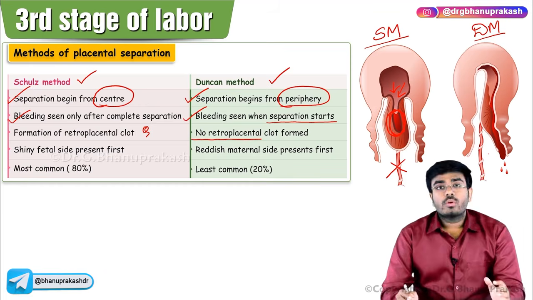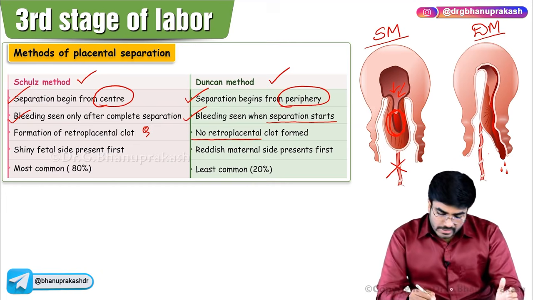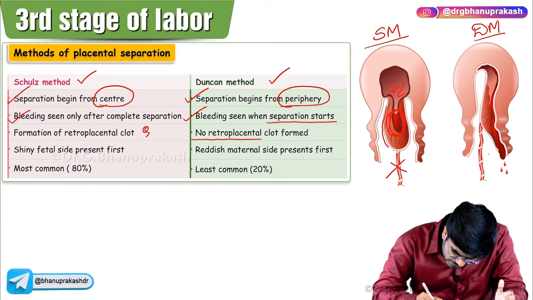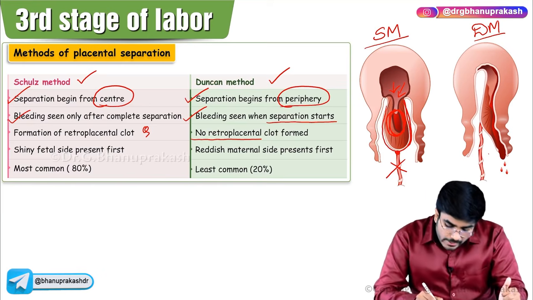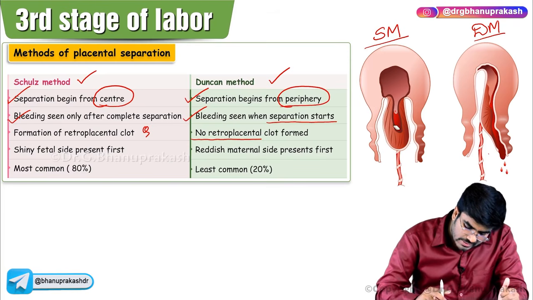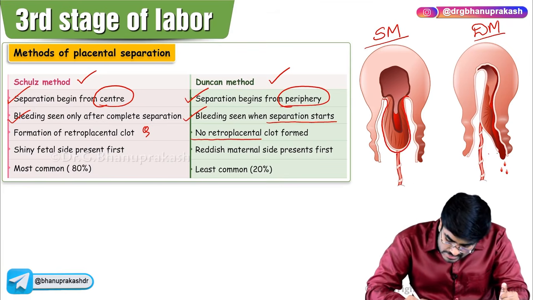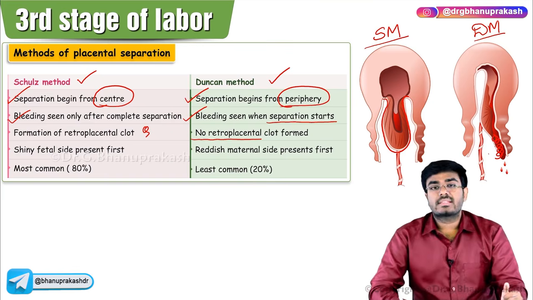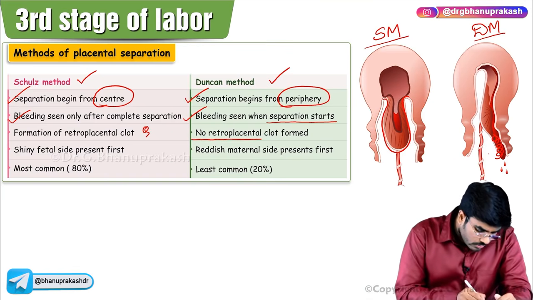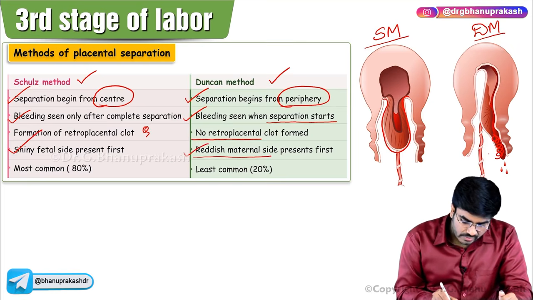Now, please concentrate. We all know that the placenta has two sides, fetal side and maternal side. In Schell's method, the fetal side, okay, this is the fetal side. Why? Because the umbilical cord is getting attached towards this side. So this is the fetal side of the placenta, and we all know that the fetal side of the placenta is going to be shiny. So the shiny fetal side is going to be seen first. But with Duncan's method, the reddish maternal side is going to be seen. So the shiny fetal side presents first here, and the reddish maternal side presents first here.